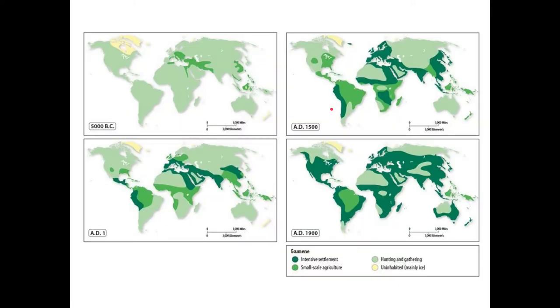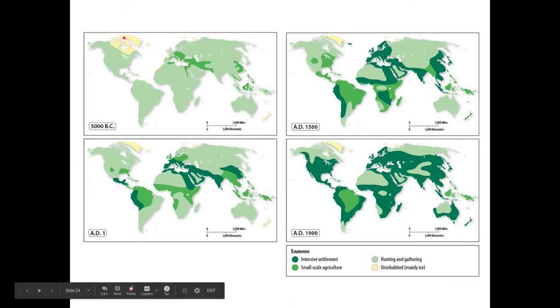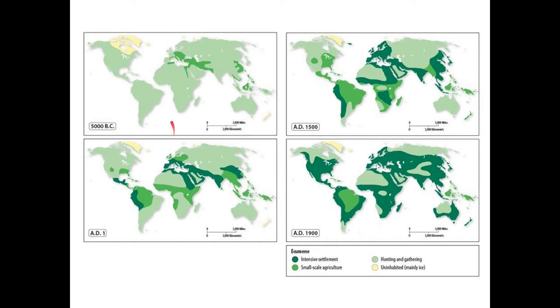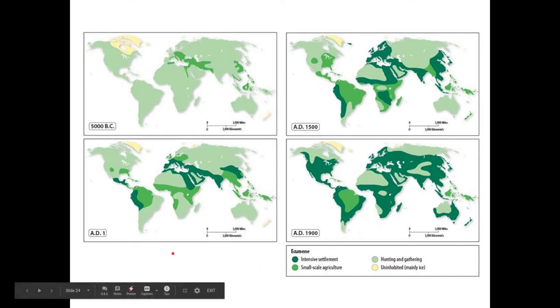So this is looking at the spread of humans for the last, I don't know, what is this, 7,000 years or so? Going back to 5,000 BCE. Uninhabited, mainly ice, hunters and gatherers, and small-scale agriculture. Agriculture in the Fertile Crescent, agriculture in China, in the Philippines, and Indonesia. And now we've got large-scale. Let's see, wait, BC 5000, and then we've got one. So now we've got India and China on board with extensive settlements. And you can see the shrinking areas of hunters and gatherers.